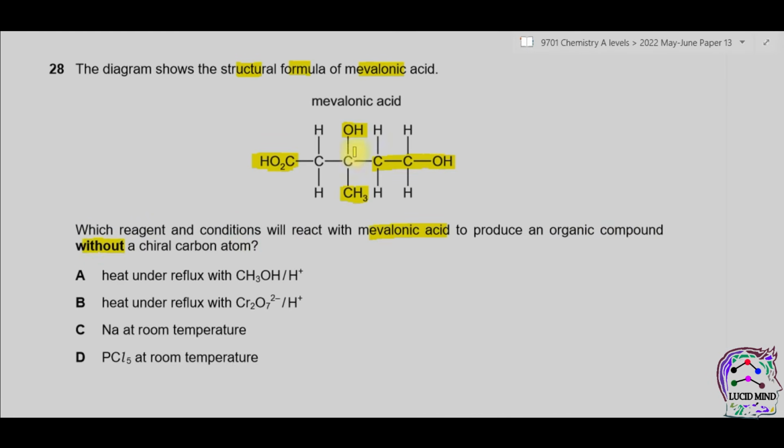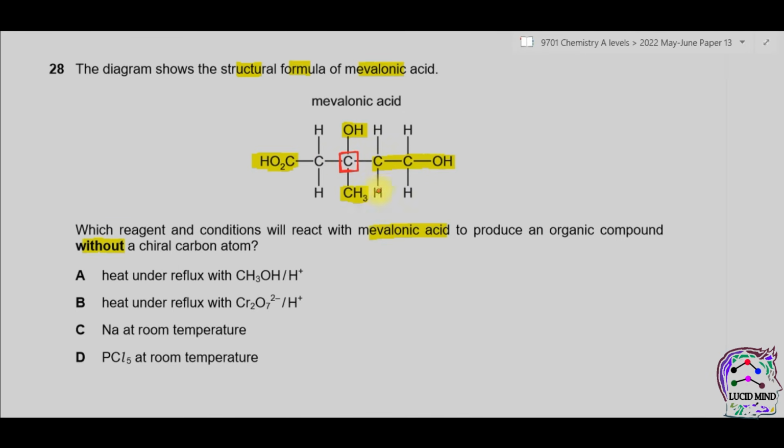Now let's see which carbon makes this one chiral. So a chiral carbon means a carbon that is attached to 4 different groups and no double bond is present. This carbon is making a double bond with oxygen in the carboxylic acid, so it is not chiral. This carbon is attached to similar atoms, so it is not chiral. This carbon is attached to OH, CH3, this alcohol group, and this carboxylic acid group, so this is the chiral carbon.